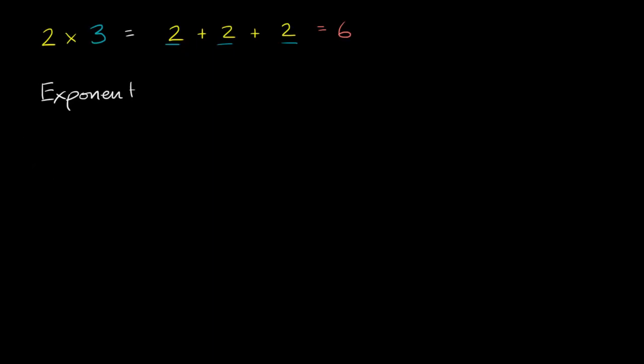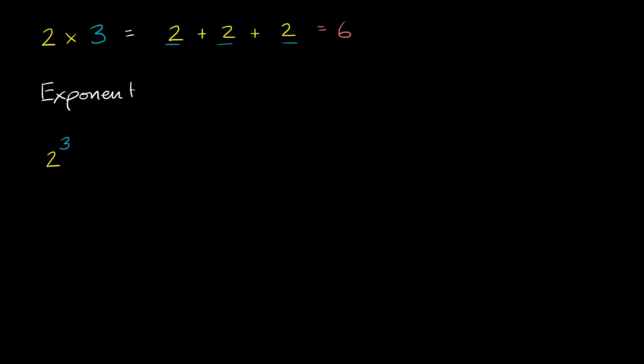So now let's take the idea of 2 to the third power. Let me write this down in the appropriate colors. So 2 to the third power. You might be tempted to say, hey, maybe this is 2 times 3, which would be 6. But remember, I just said this is repeated multiplication. So if I have 2 to the third power, this literally means multiplying 3 2's.